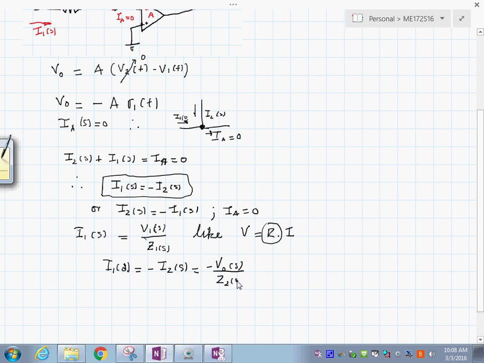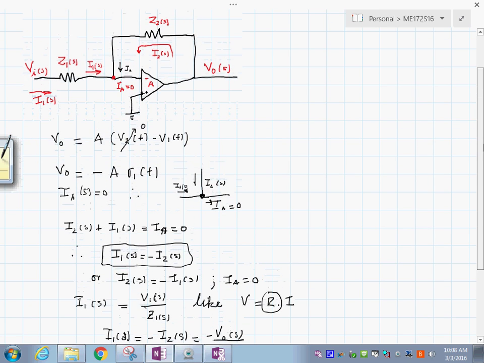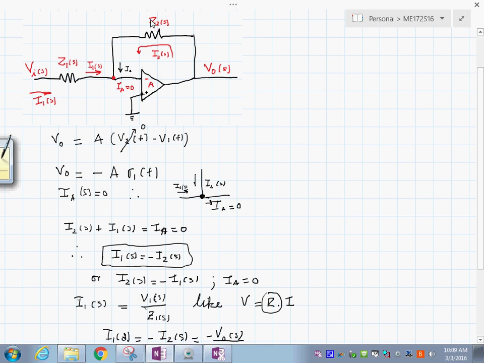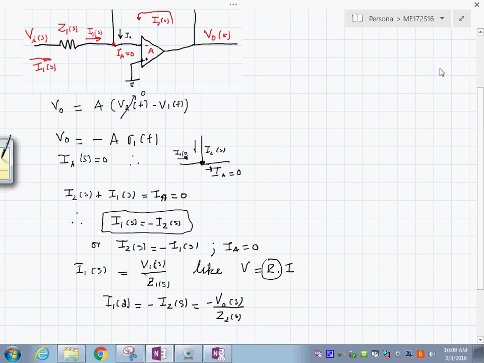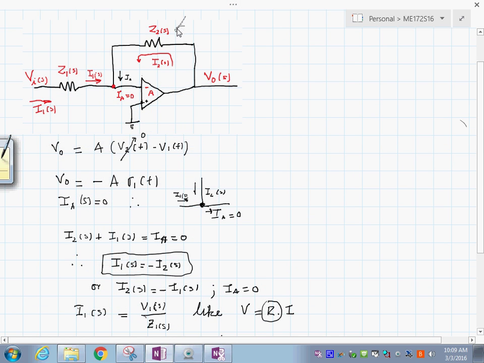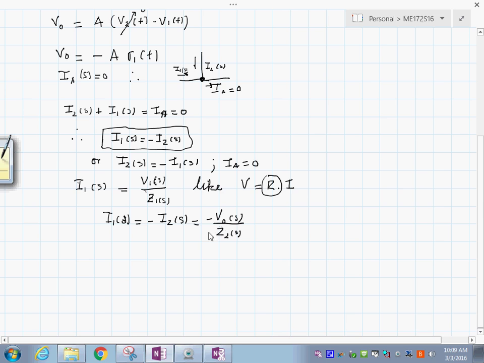So if this is the case, you will have that V sub 1 of S over Z1 of S is equal to minus V out of S over Z2 of S. If this is true, we have obtained a relationship: V out of S is equal to minus Z2 of S over Z1 of S times V sub 1 of S.